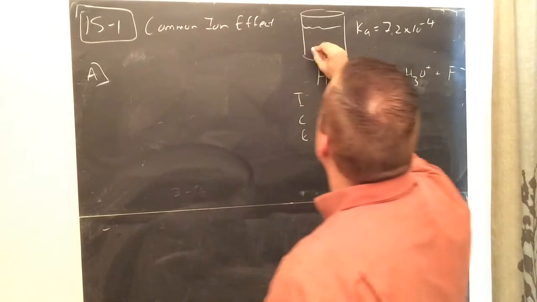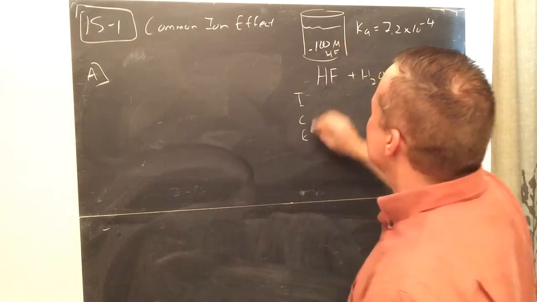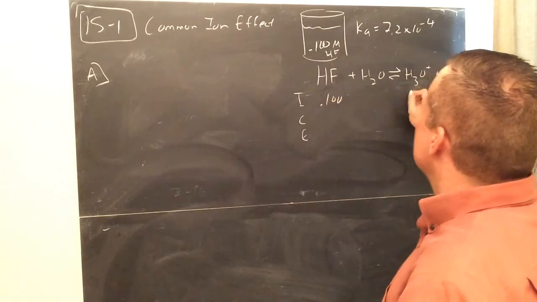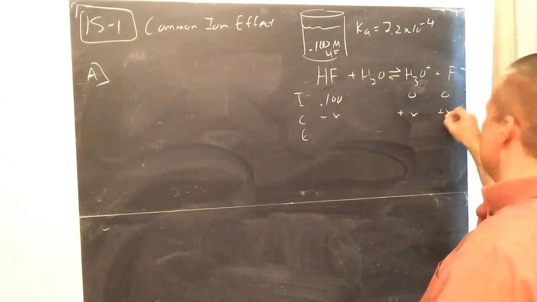Well, I'll put it over here. 0.100 molar HF. So what is the pH? Okay, so 0.100, 0, 0, minus X, plus X, plus X.